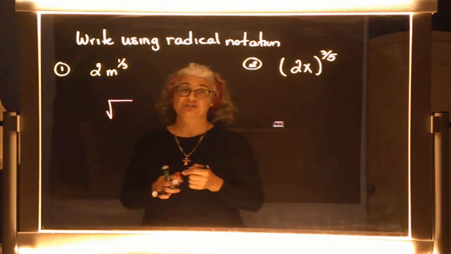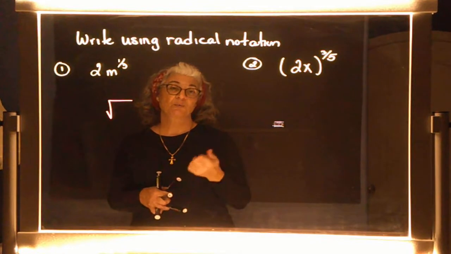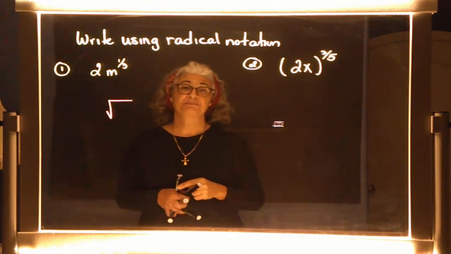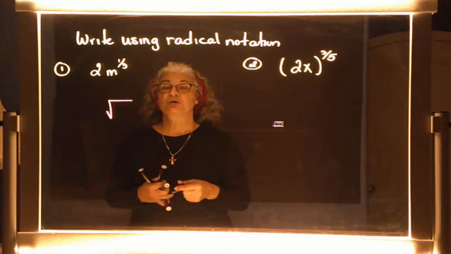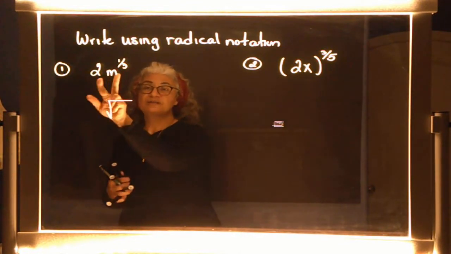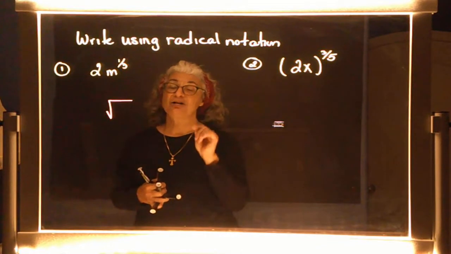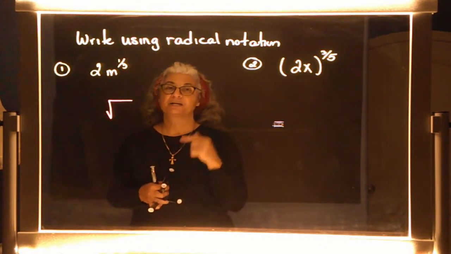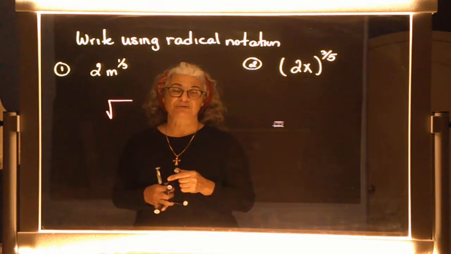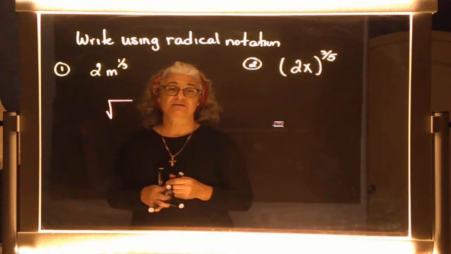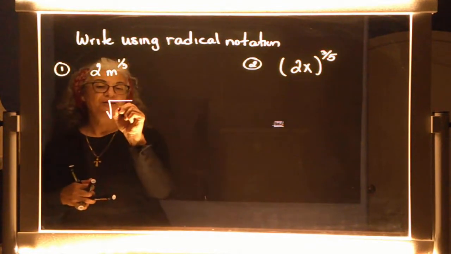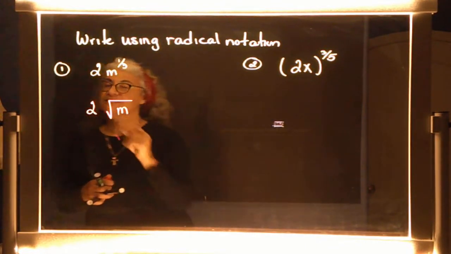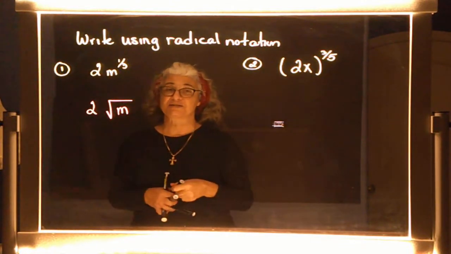Now here's the question. We have to figure out what's under the radical. Is it the 2 as well as the m? And if you're not sure, well, answer me this. Which one of these has the rational exponent? Good, it's the m. The m has the rational exponent. So what goes underneath? The m. So then where does the 2 go? Good, the 2 goes on the outside because it doesn't have the rational exponent, does it?